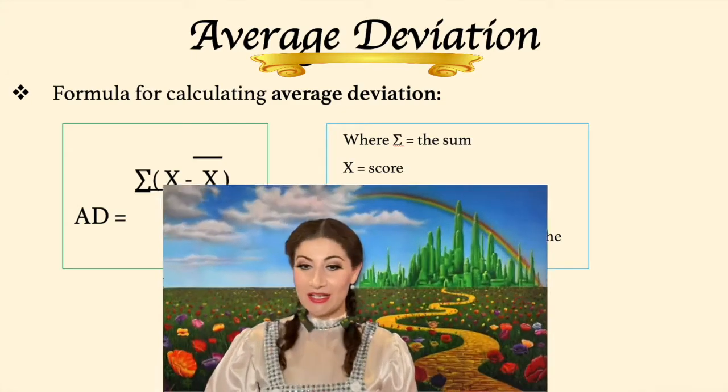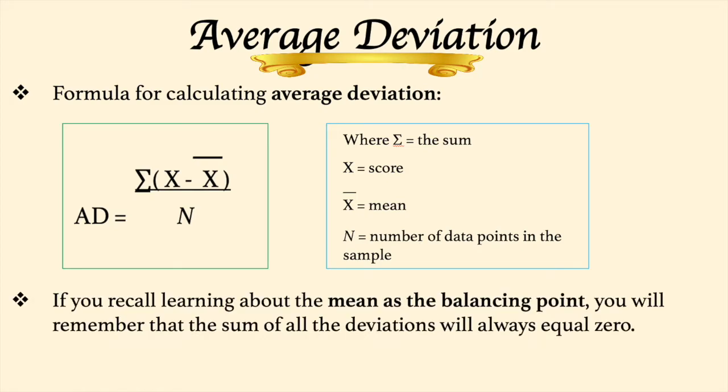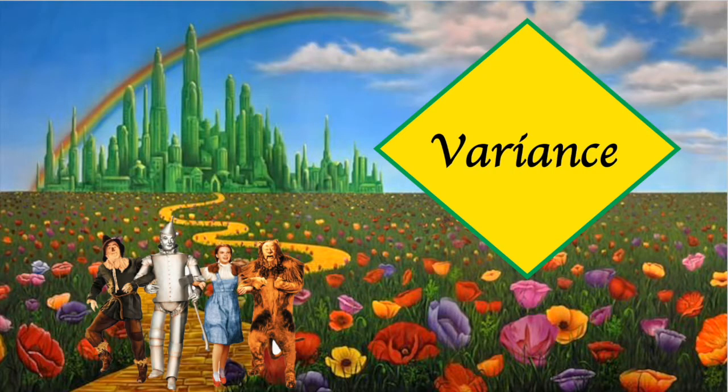and this is how we calculate average deviation. So if you recall, we also talked about a theory called the mean as the balancing point, in which we learned that the sum of all of the deviations from the mean will always equal zero. Therefore, it doesn't really benefit us to use a measure of dispersion that always results in a value of zero. So that brings us to our third measure of dispersion, variance.